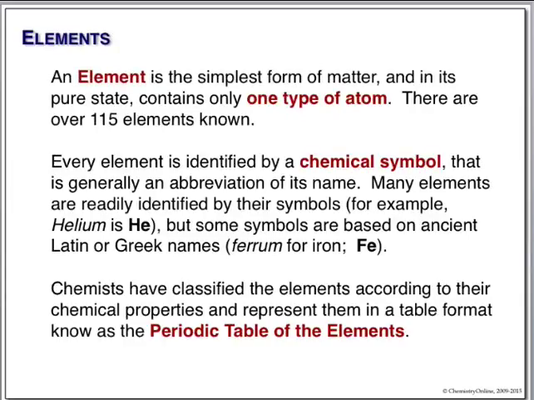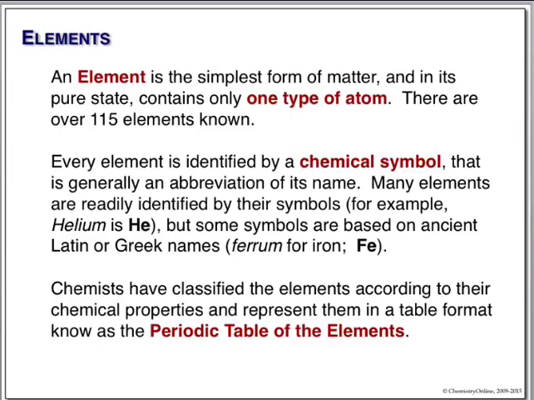If you have a substance, a piece of matter, that consists of only one type of atom, that's called an element. There are roughly 115, 116 elements known. Every element is given a chemical symbol. The symbol is quite often derived from the name, and that makes it easy. But there are some symbols that are based on ancient Latin or Greek. Iron, for example, is Fe.